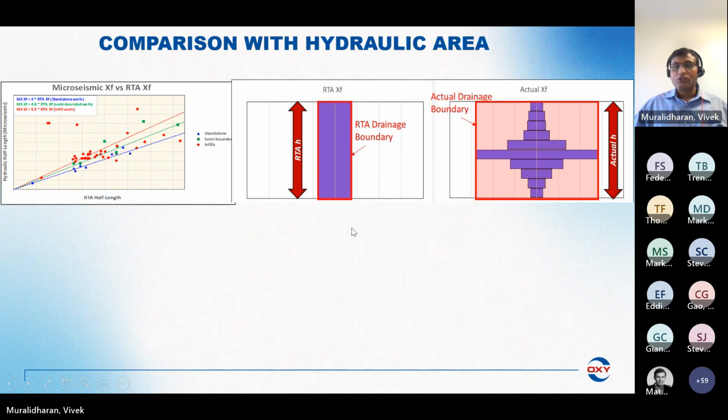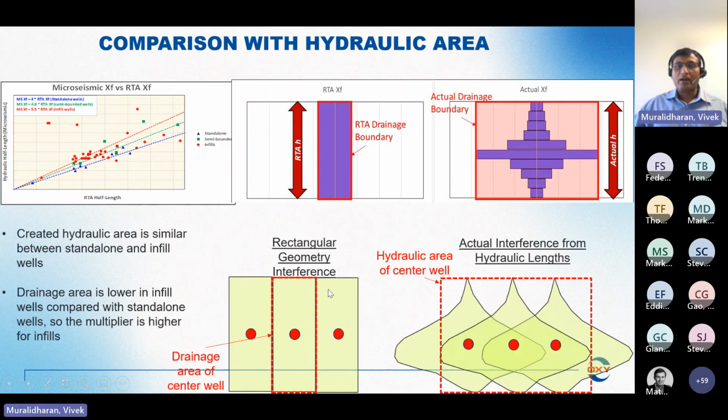So now if you plan your field development plan spacing based on this RTA XF, what happens in reality is you're going to be seeing significant interference, because that's the nature of this conversion: you would be interfering a lot more when you don't have any interference based on the RTA. That's why many of the early developments based on the RTA were coming up with significantly lower production than expectation.